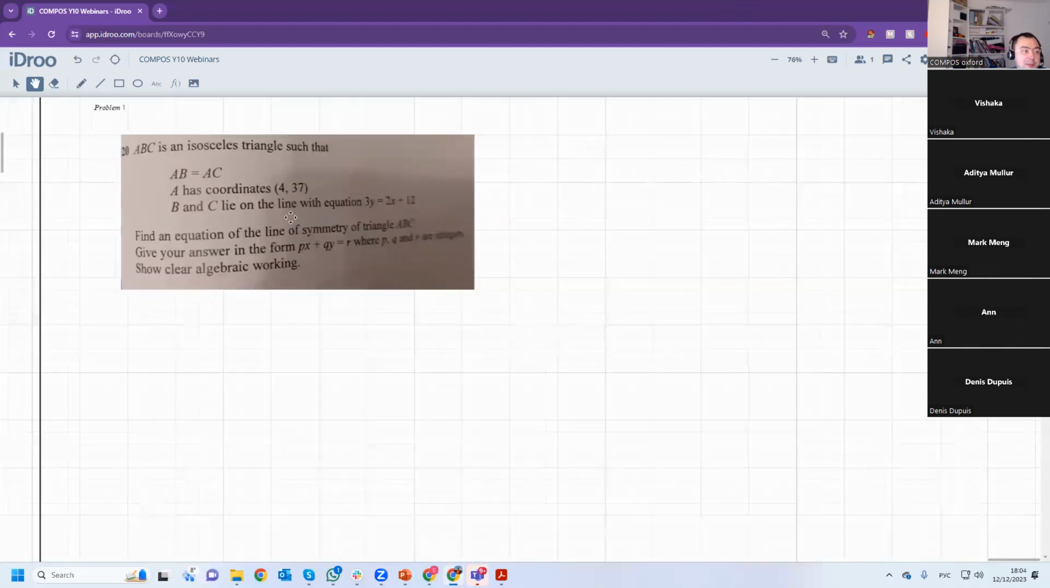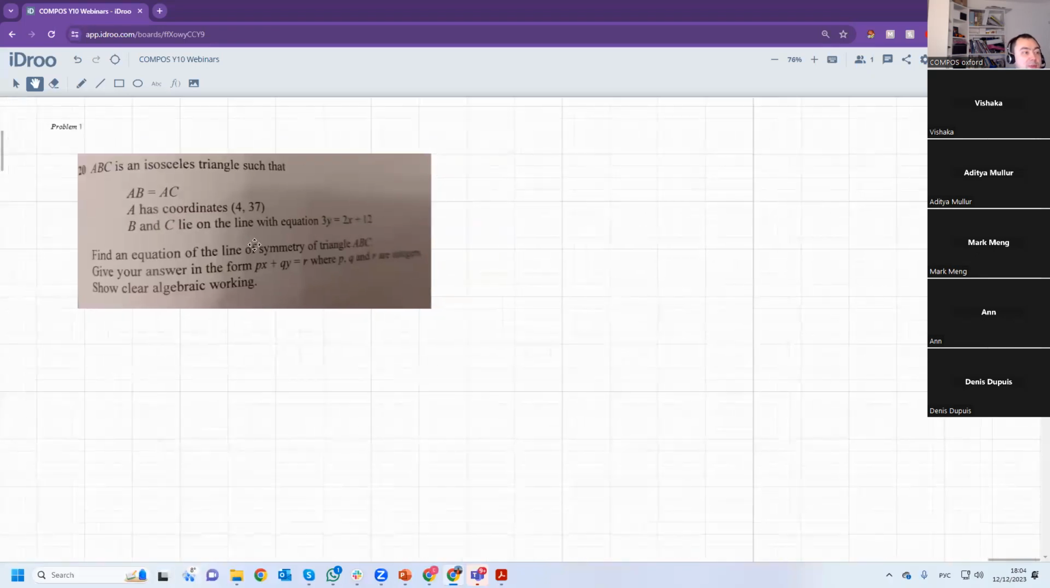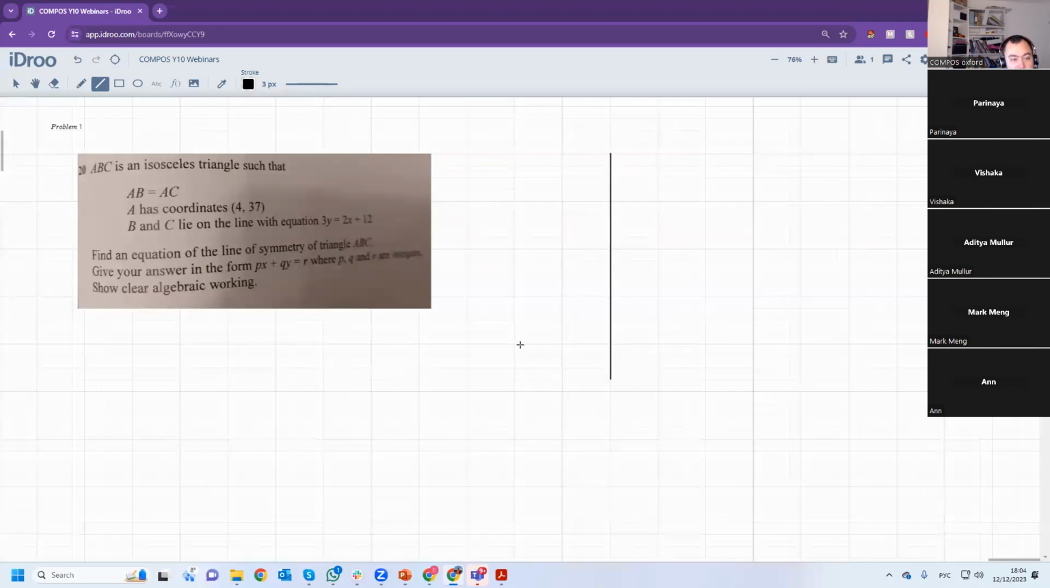Problem 1. ABC is an isosceles triangle and A has coordinates (4, 37). So we make a sketch. I don't normally do a drawing because 37 is a large coordinate. So (4, 37), somewhere here. And this is point A. B and C lie on the line 3y = 2x + 12.